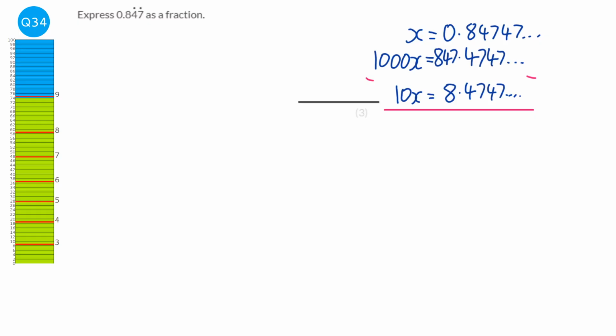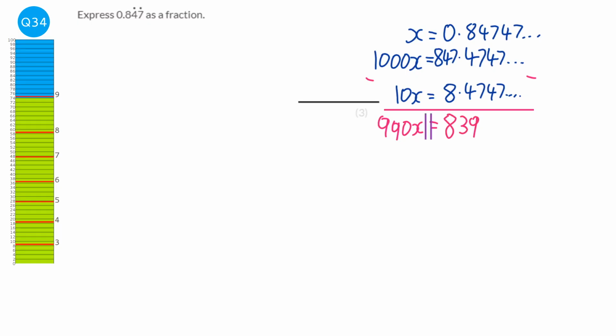So 1,000x take away 10x, and that's going to be 990x. And then 847.4747, etc. take away 8.4747, etc. It's just going to be the same as 847 take away 8, because the recurring stuff will just cancel each other out. So 847 take away 8 is 839.